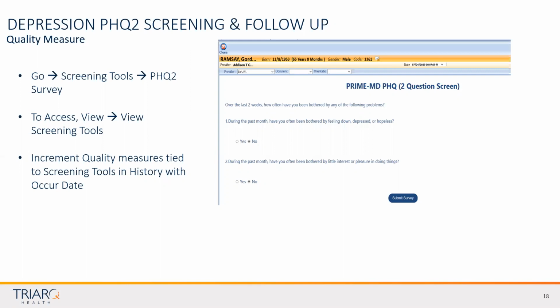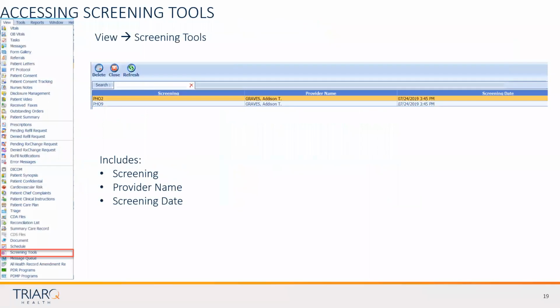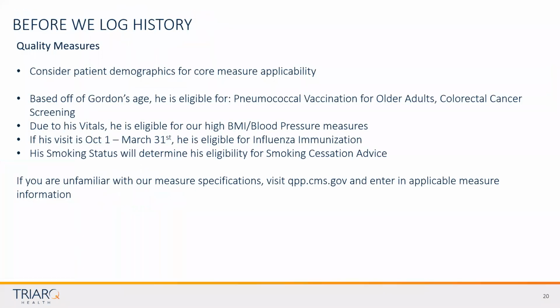So once I've had him perform this, I know I can always go back and locate any completed screening tool. And again, it doesn't matter if you're using the PHQ or the PROMIS surveys or the HOOS and KOOS. If you go into view screening tools, you're going to be able to see all of the screening tools that patient has on file. So for example, when Gordon came in on the 24th of July, I can see, okay, he took the PHQ-2 survey, and then he took the PHQ-9, which is the more in-depth version of our depression screening. Let's say he was tested positively for depression, so I'm going to keep that in mind as I'm getting ready to log his history.